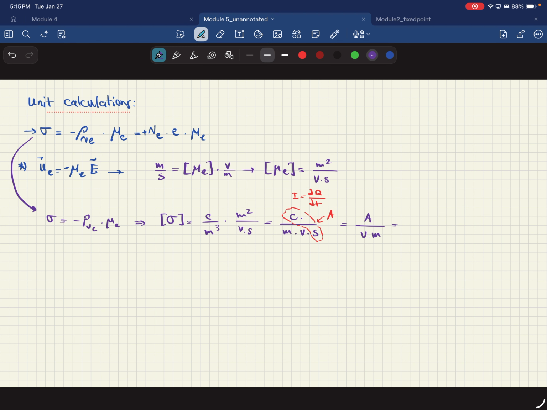What is amp over volt? It's the reverse of volt over amp. What's that? Voltage over current. What is that? Yes, resistance. What is the unit of resistance? Ohm. Thank you. So this is 1 over ohm multiplied by 1 over meter, or in another way, Siemens per meter. So that's how we get the unit of sigma. Any questions?